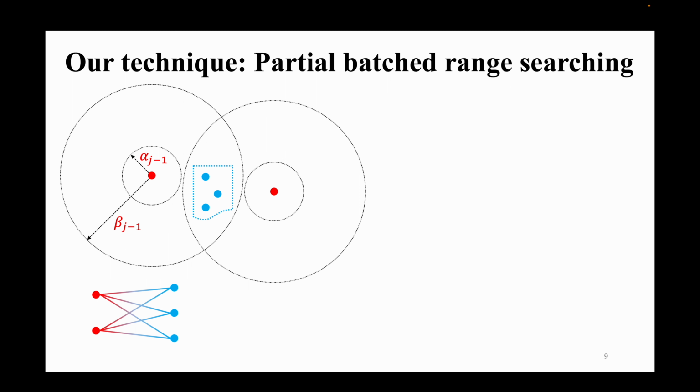Now let's talk about our new technique called partial range searching, or partial BRS. Recall this figure. We will build a complete bipartite graph for those 2 red points and 3 blue points to record the distance information. Now let's consider another 2 green points like this. We can see that for the lower green point, the distance between it and those 2 red points are within range ij minus 1. But this is not for the upper green point. In the traditional BRS, we may do nothing for them. But in the partial BRS, we may pick them up and build another kind of complete bipartite graph for those 2 red points and those 2 green points.